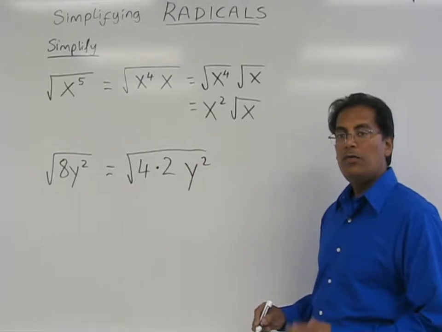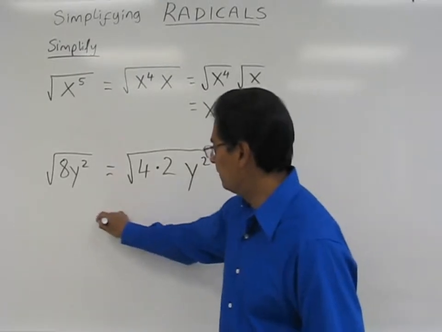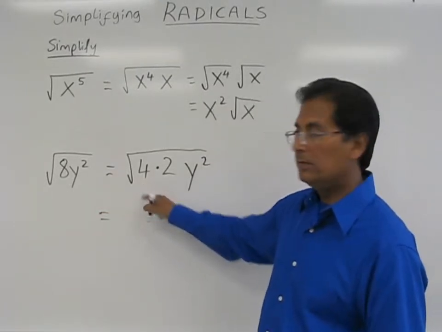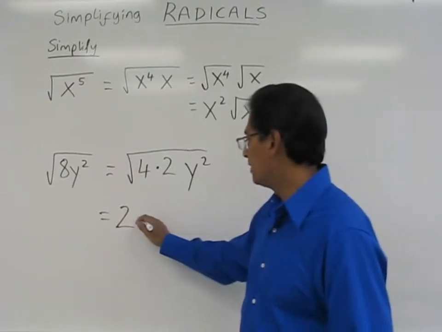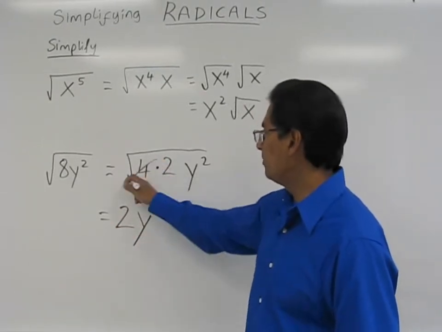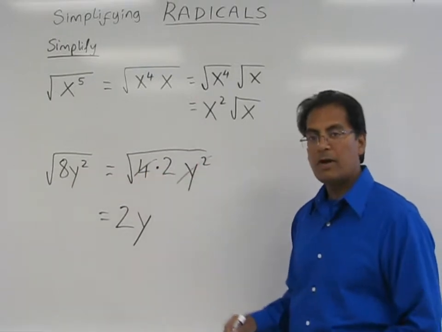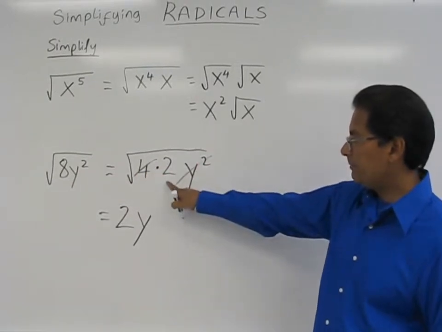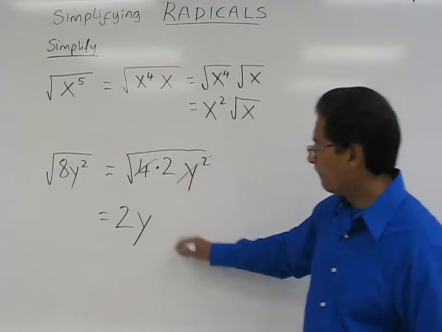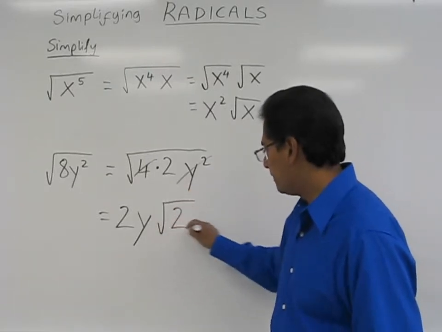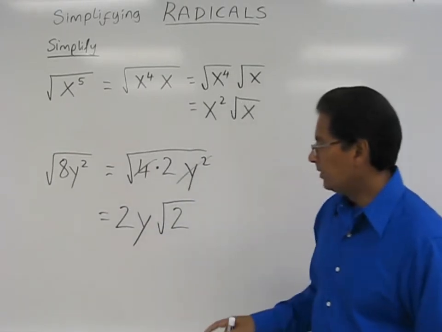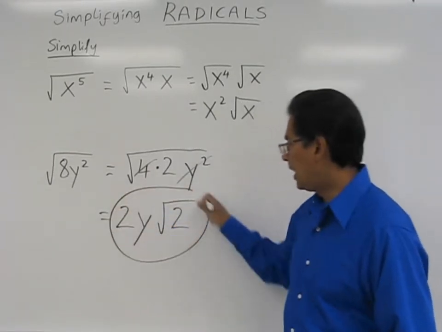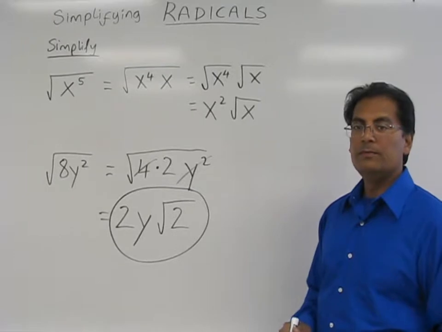And now we square root things we can square root. We can square root 4, that's going to give me 2. We can square root y squared, that's going to give me y. And as you do this, you may want to cross them out so that you're keeping track of everything. What are we left with? The square root of 2. So we write that back as the square root of 2. So the square root of 8y squared can be simplified to be 2y times the square root of 2.